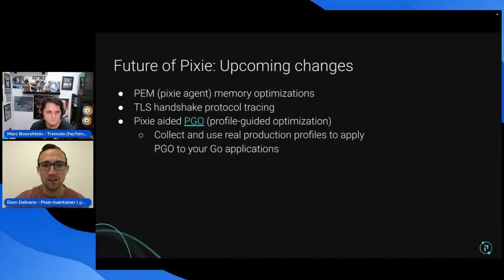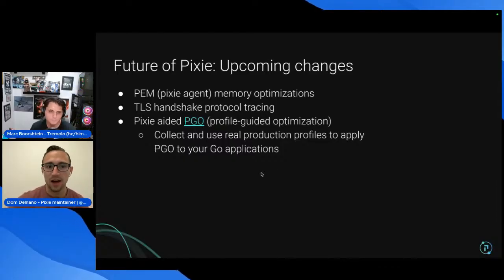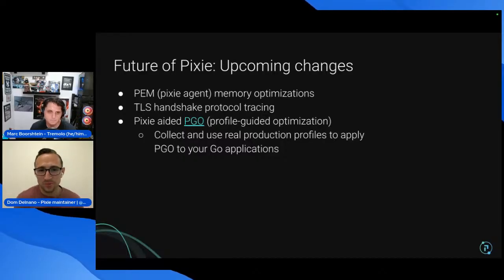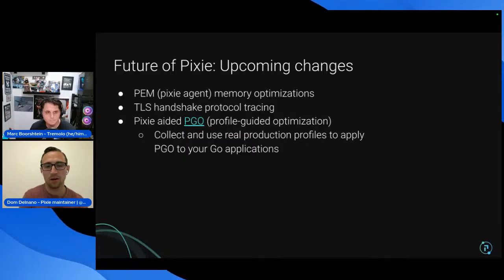I also wanted to briefly highlight some future things that are coming. We already touched on the TLS handshake protocol tracing. Because PIXIE is an in-memory database system, people want more look back, but sometimes people also want a smaller footprint. I've been working hard on some memory optimizations, and those are going to be coming in the next release.